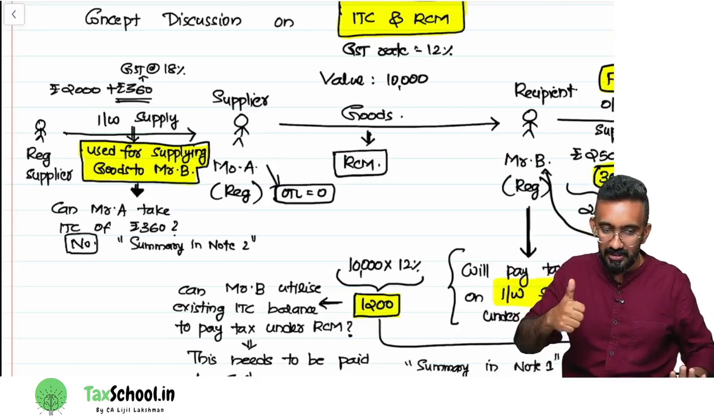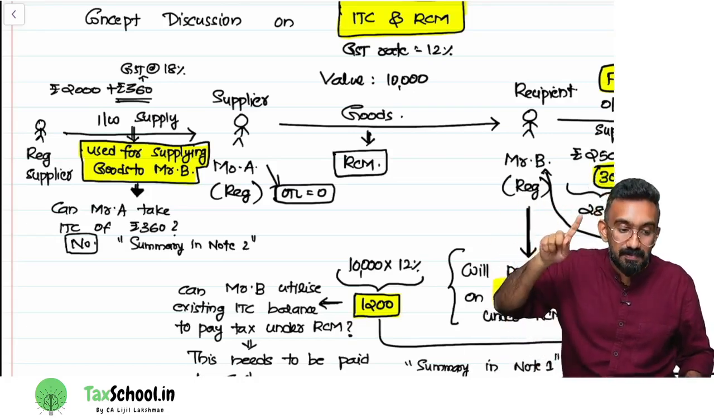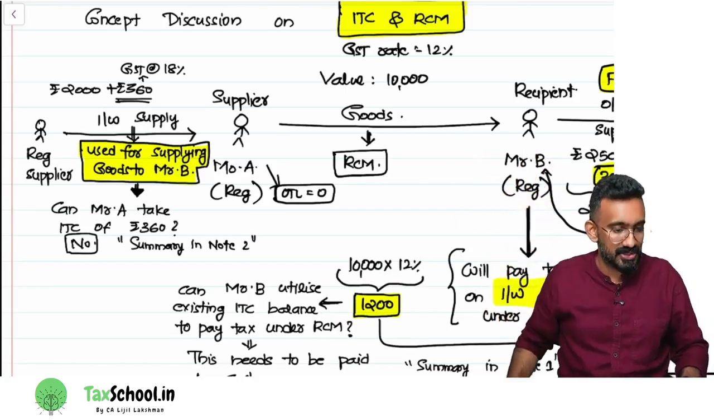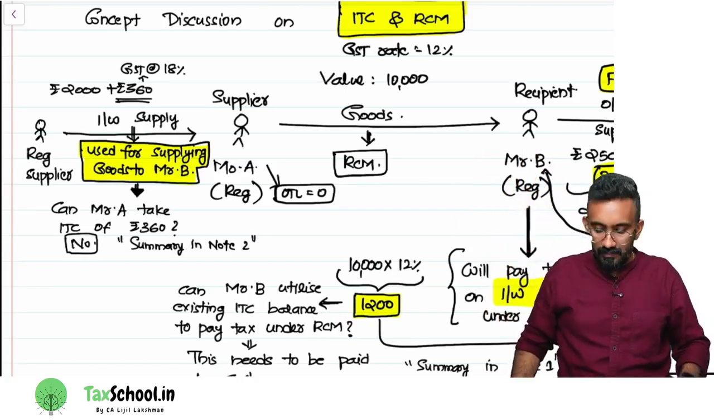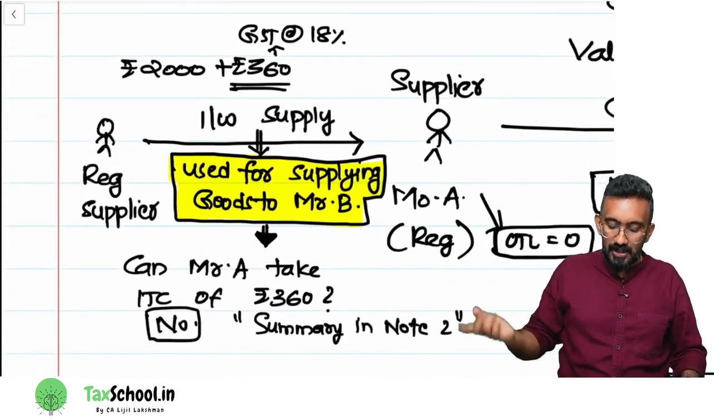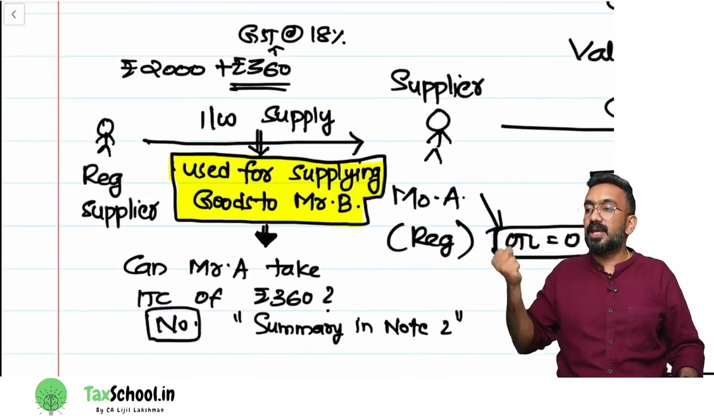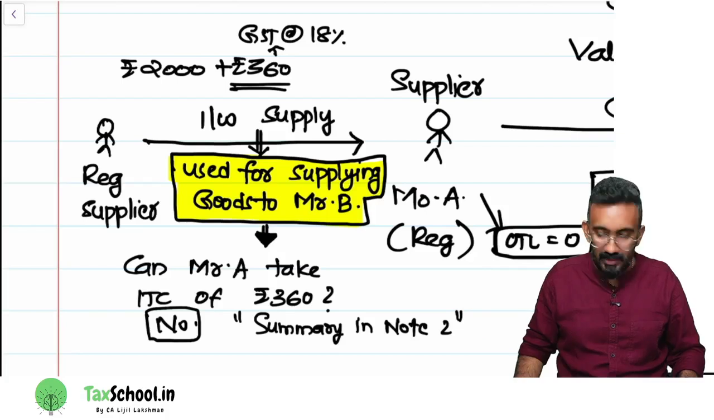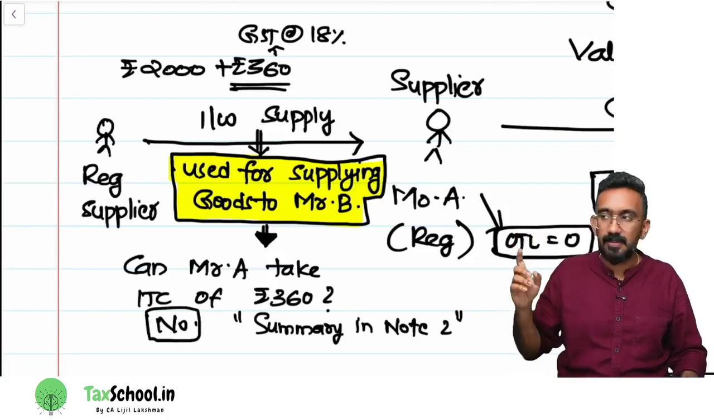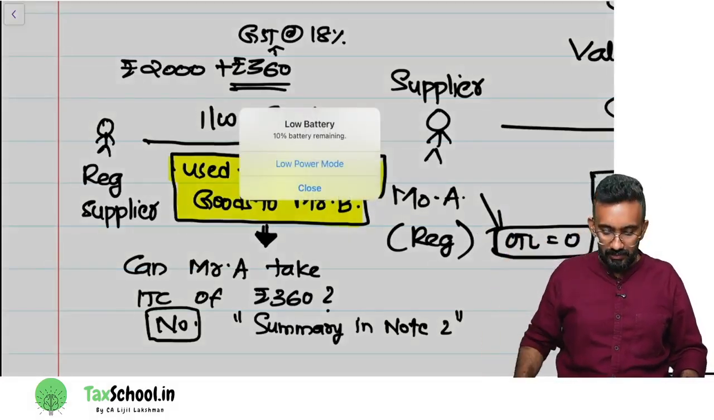Is that clear? Right. Then, to sell the product to Mr. B, Mr. A has purchased some raw material from another registered person. I'm talking about this transaction. Mr. A has made inward supply for supplying goods to Mr. B. How much inward supply? 2,000 rupees worth inward supply, paid a GST of 360 rupees. Next question.